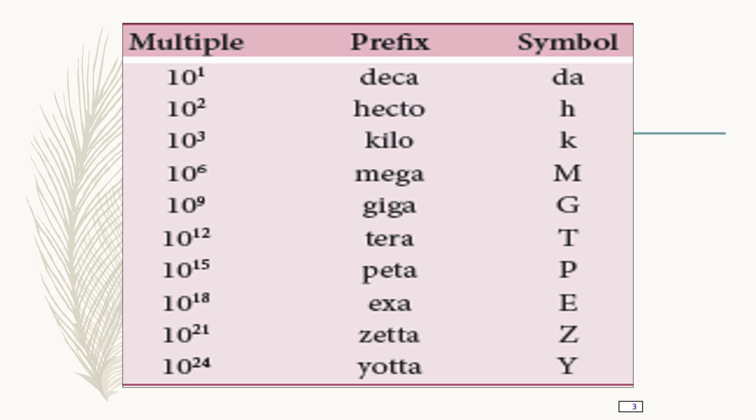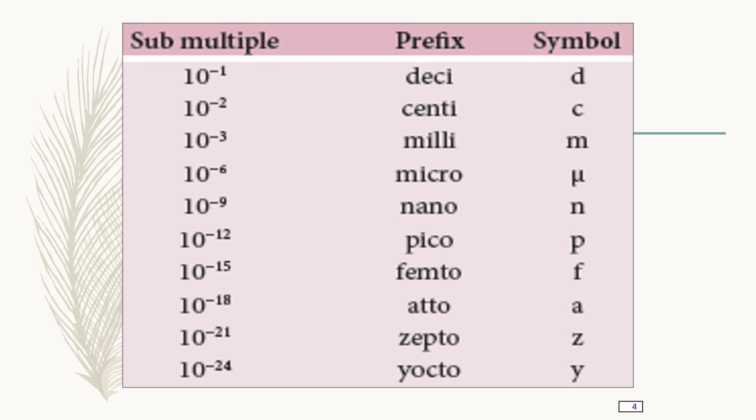The same way in powers of minus. So 10 power minus 1, deci, D. 10 power minus 2, centi, C. 10 power minus 3, milli, M. 10 power minus 6, micro, mu. 10 power minus 9, nano, N.